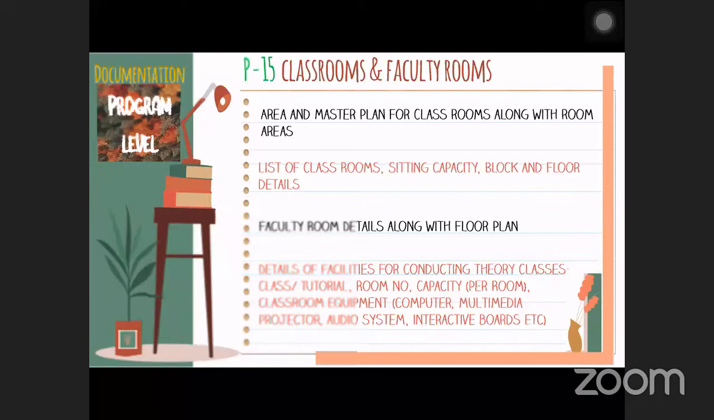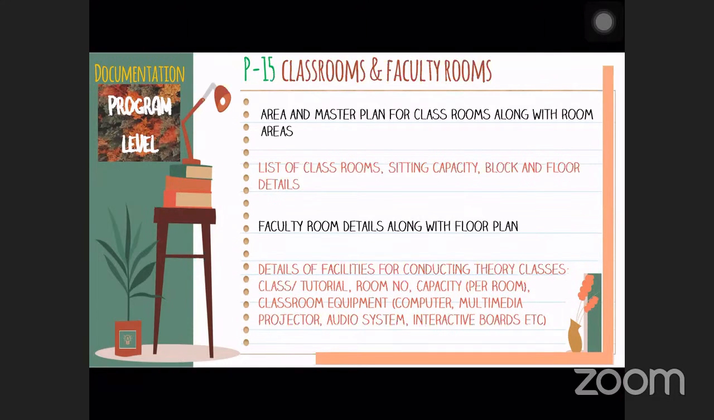the classroom and the faculty rooms. Now something related to infrastructure. Area and master plan for all the classrooms along with the room areas should be available in this file. Generally, for AICTE, All India Council for Technical Education, if you go through its norms, the classroom area required is 66 square meter, whereas a faculty room required size is 5 square meter. So whether your institution follows all those norms or not, that can be proved by having this particular document in this file. So area and master plan for classrooms along with the room areas, list of classrooms, their seating capacity, and their block and floor details, where exactly this classroom is situated and on which floor.